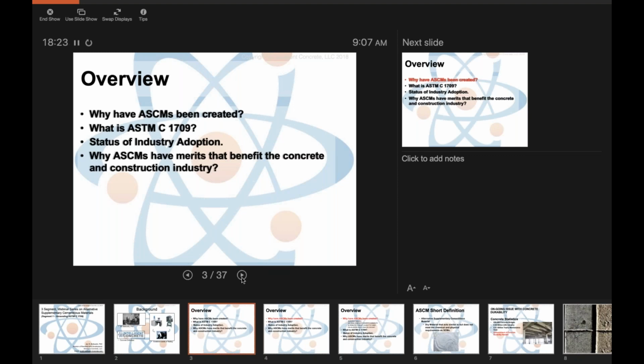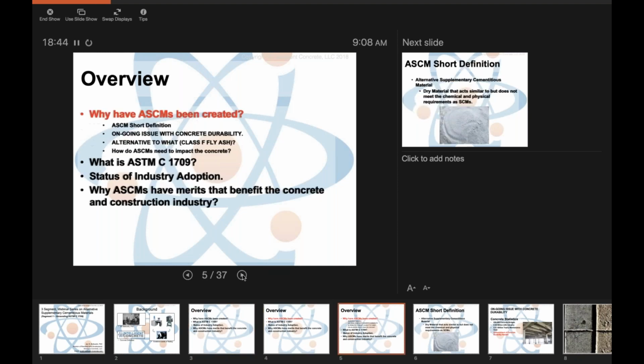And it's something that we see here in the concrete industry out in the Western U.S. business unit, from Colorado all the way over to the West Coast. And it's even going eastwards, but the problem has become more prevalent here, and that's alkali silica reactivity. And I cannot wait to go into that. Next slide, please. So we're going to focus on why ASCMs have been created.